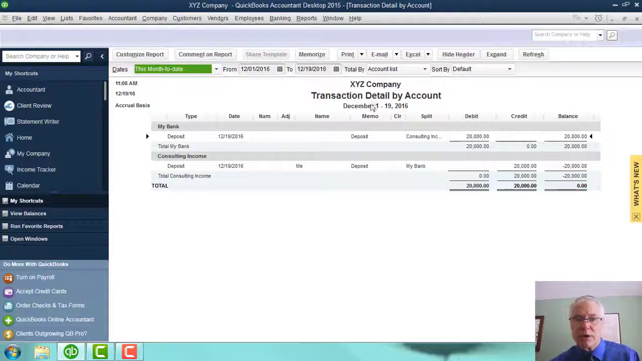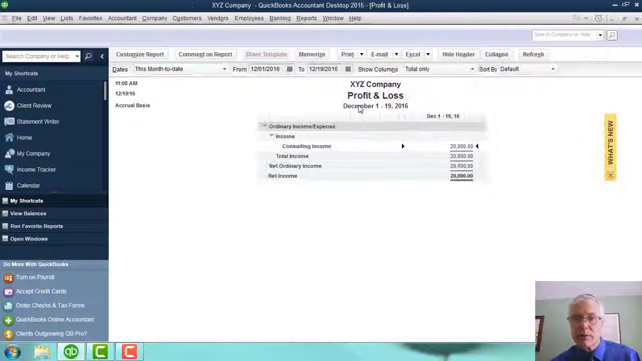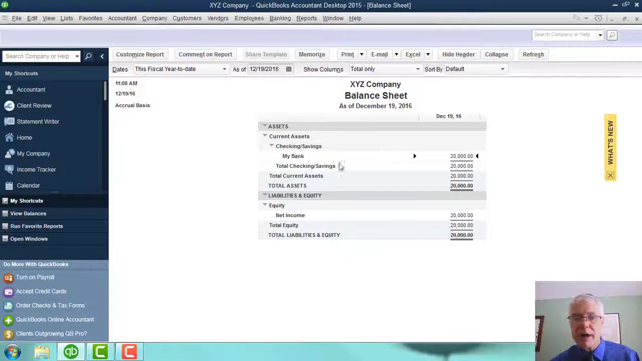Now with this transaction detail by account report, you can see the deposit to the bank, $20,000, and you can see the net income, or the income, is $20,000. If we pull up the profit and loss, you can see the consulting income of $20,000. There's no expenses yet, so your net income is $20,000. And if you went to the balance sheet, you'll see there is $20,000 in the bank, and your net income in the equity section is $20,000.